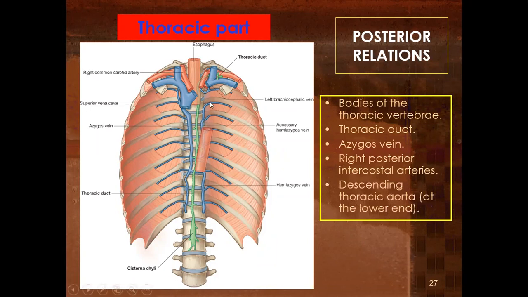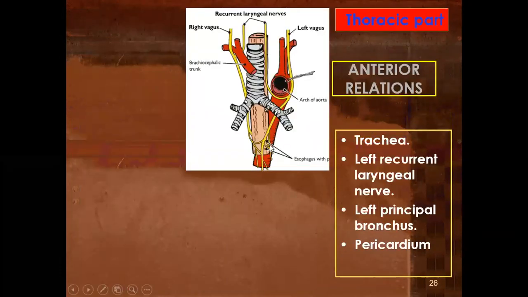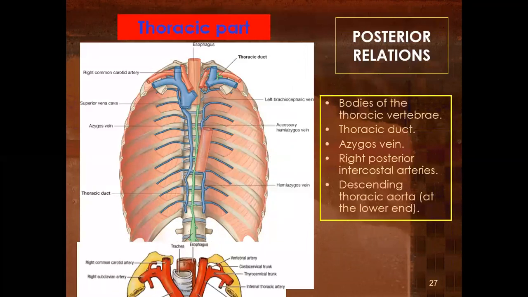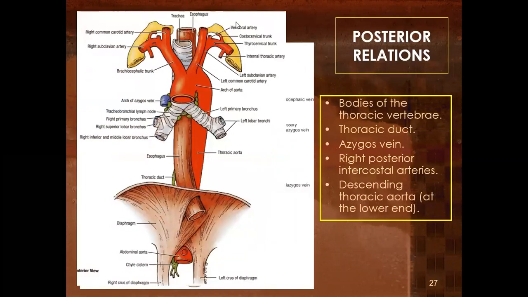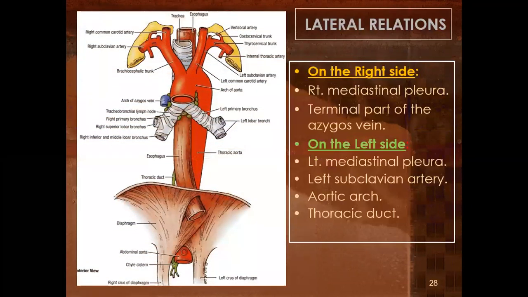If you see behind that, the arch of the aorta comes, and then we'll be having posteriorly the descending aorta. If you see some of the pictures, here you can see this is the descending thoracic aorta, which is going behind the esophagus. Behind that, posteriorly, we have the descending thoracic aorta. So these are some of the important relations. As you can see, this picture also shows the esophagus coming and opening into the abdomen. And here is the descending thoracic aorta, which is also opening into the abdomen behind the esophagus at a lower level. Now coming to the lateral relations.